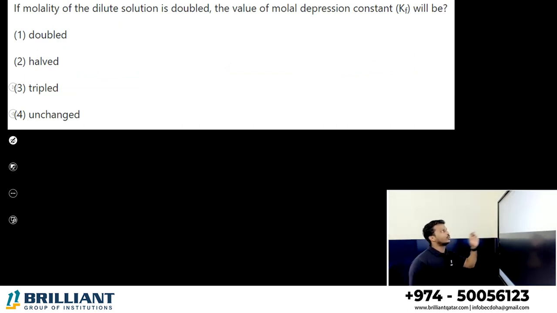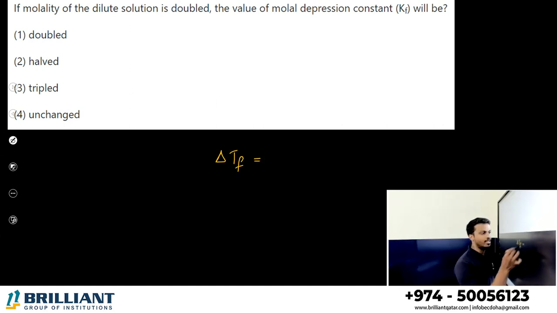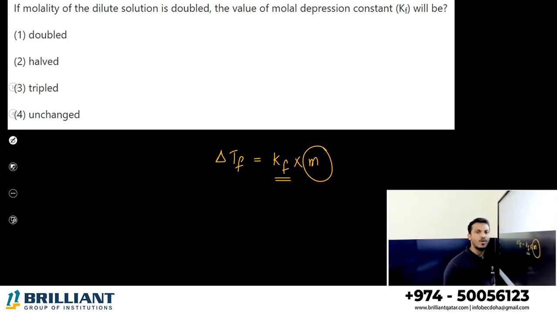Molality of the dilute solution is doubled. Okay? Molality of a solution is doubled, or you can say concentration is doubled almost. The value of molar depression constant, KF, the cryoscopic constant, will be. What is the point here? We know delta TF, the depression in freezing point, is equal to KF into molality. They are saying that molality of the solution is doubled. What happens to the value of KF? Can KF change? No. What is KF? The cryoscopic constant or molar depression constant is for a solvent. For water, the KF value is this much. For benzene, the KF value is this much. The solvent is not changing. Concentration, okay, you can change it. For a particular solvent, the KF and KB values are fixed. They do not change. So we can say unchanged. KF value won't change here.